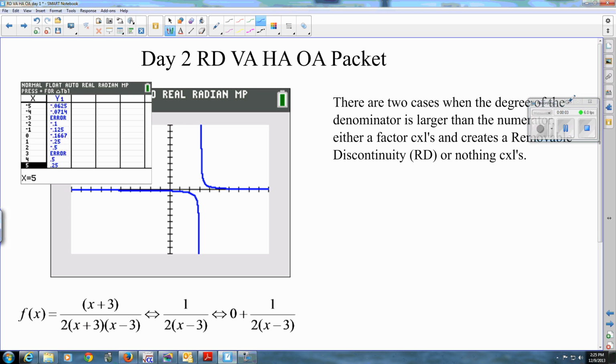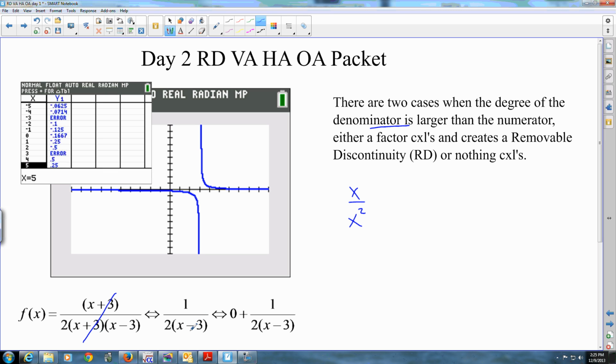Alright, you guys, for the second part of this packet, all the numerators are going to be smaller than the denominator. Let me say it the way I typed it. The degree of the denominator is larger than the numerator. So the degree of the bottom, like x over x squared, is bigger than the top. I've already gone ahead and factored it for you because that's the first step you guys are supposed to do. And what I want you to see is this thing cancels, which gives you 1 over this.